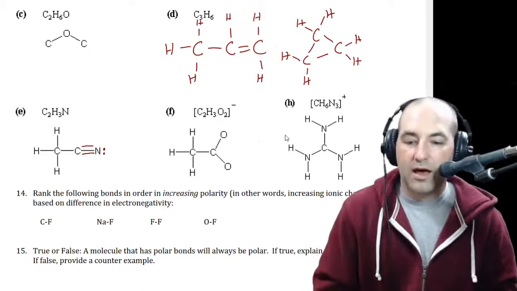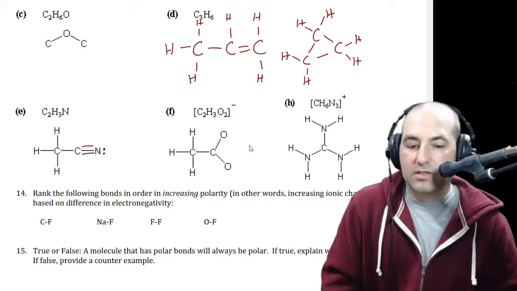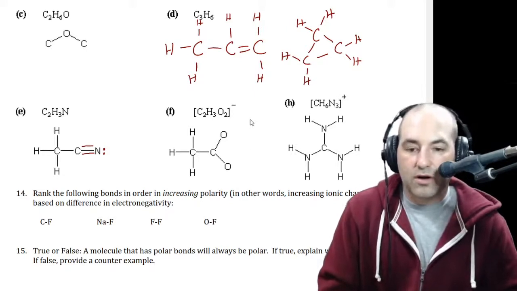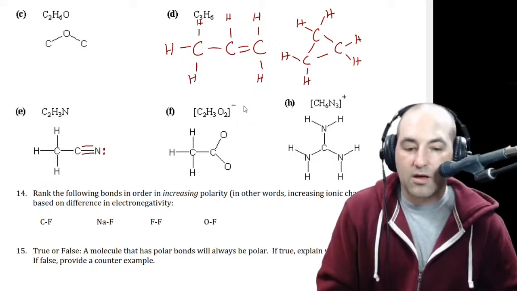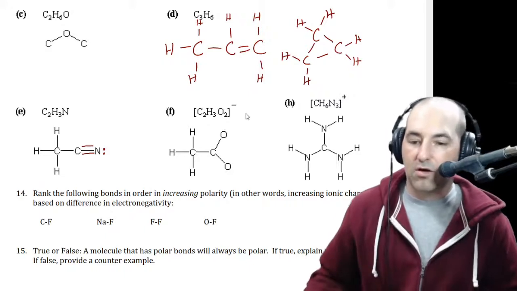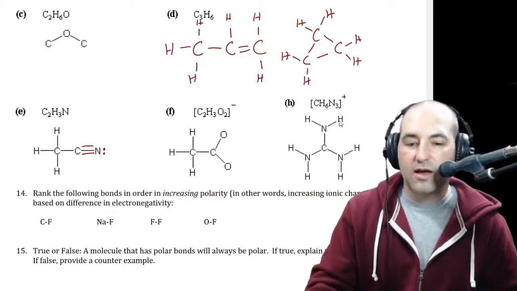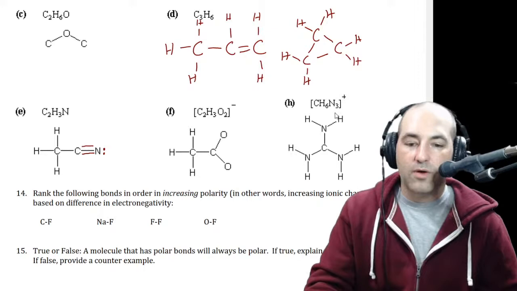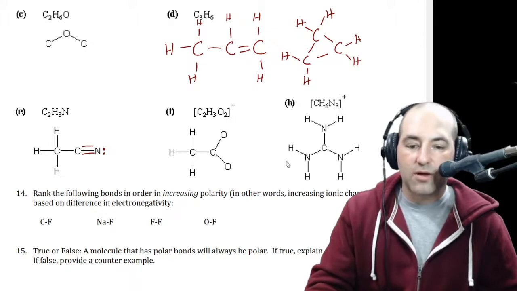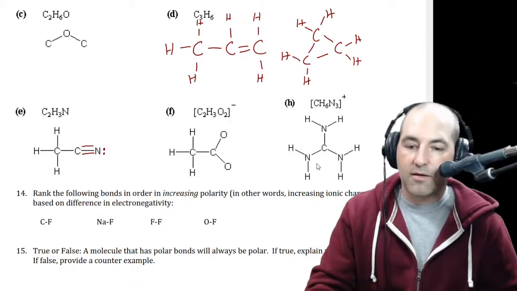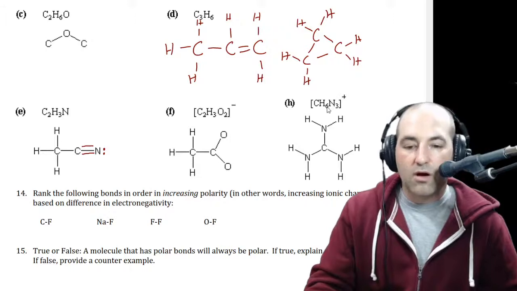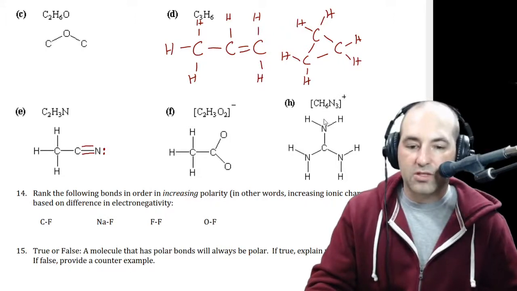So finally, I want to look at where this doesn't always work. And generally, those are going to be ionic compounds, not always. But let's take a look at H here. So H, we've got CH6N3, and the whole structure is given here. So we go, oh, okay, well, let's just add some lone pairs to the nitrogens.